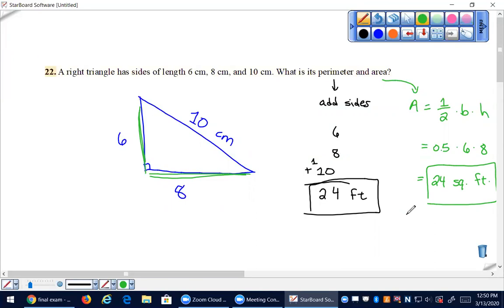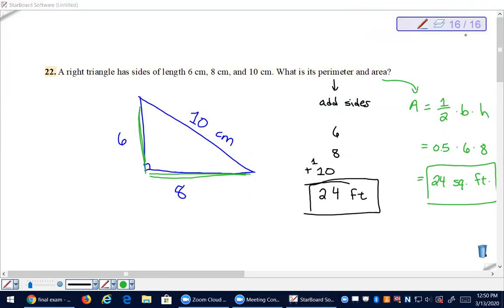Label things right. Perimeter is plain feet. I've taken a tape measure around the thing. Area is square feet. I'm putting paint or tiles in it.